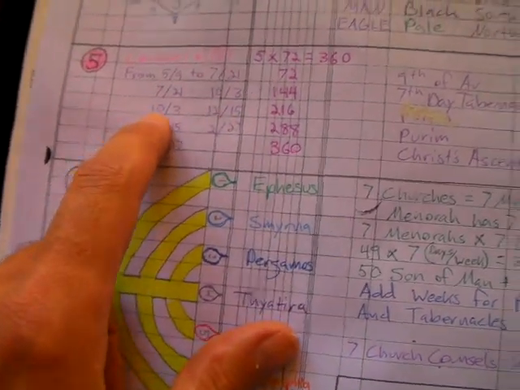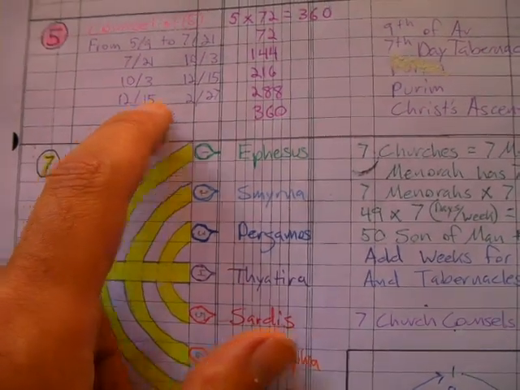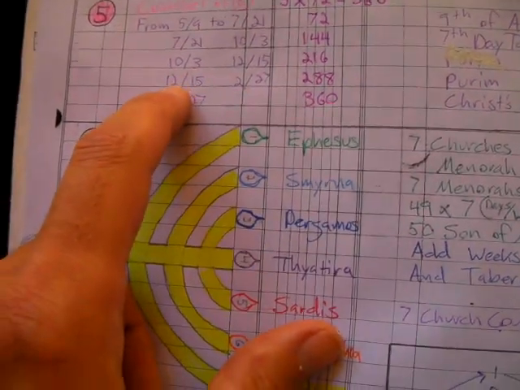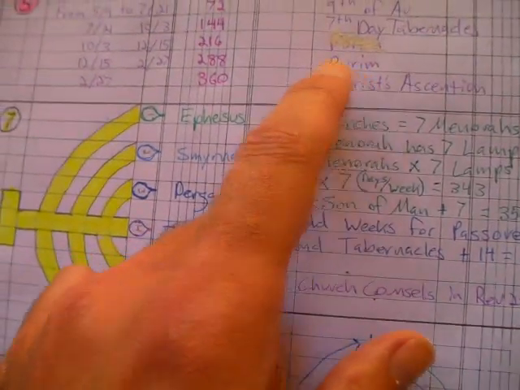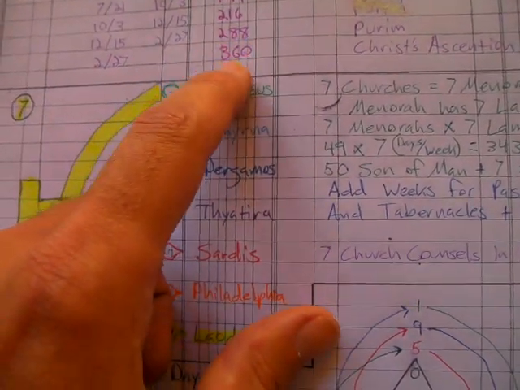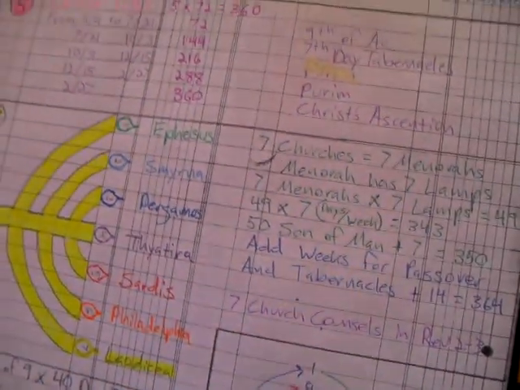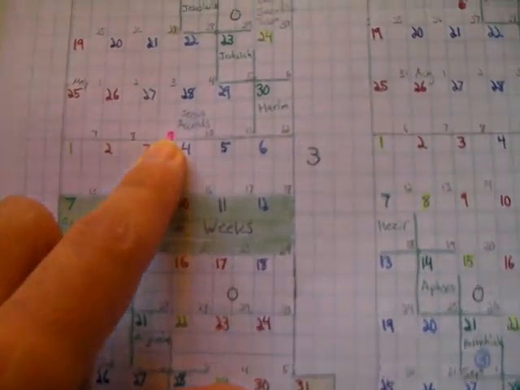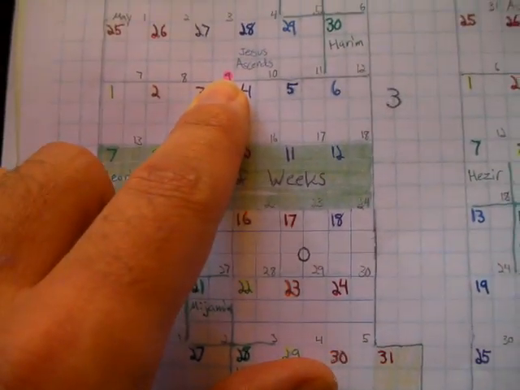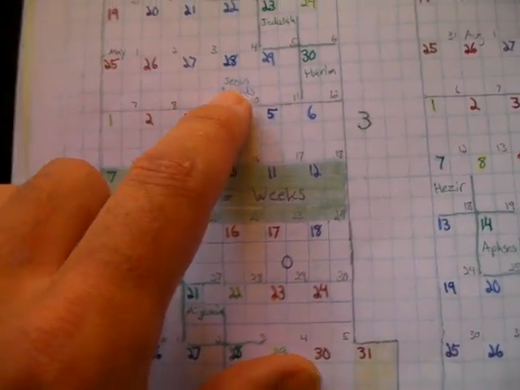After that, it brings us to the 10th month and 3rd day, okay? And that's 216. Then after that, it's 288 days to Purim, okay, which is the 12th month and 15th day, which is coming up pretty soon, all right? And after that, it's 360 days to the 2nd month and the 27th day, and this is the day right at Christ's ascension, okay, which is right here. Now, these are also marked on the calendar with this kind of pinkish highlighter, okay? So there you can see it, and then actually the 28th day is Christ's ascension.